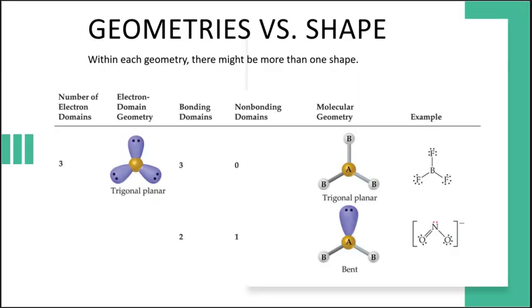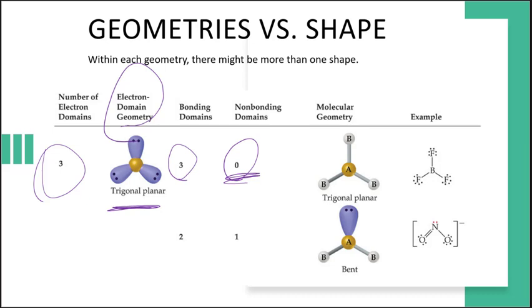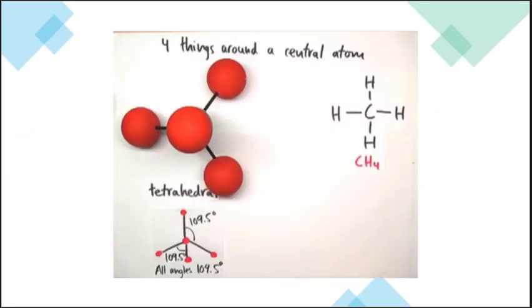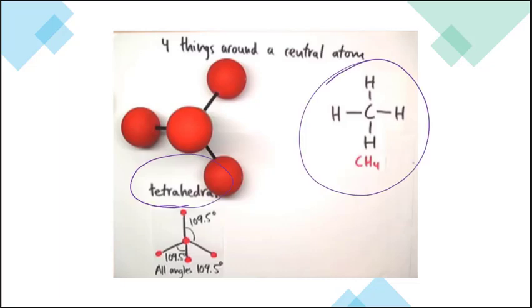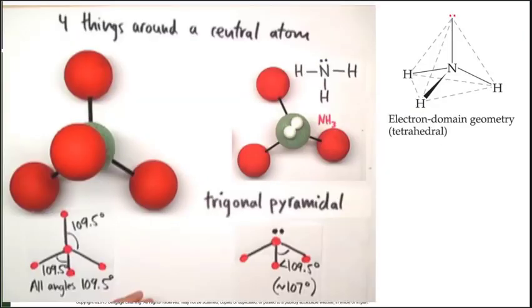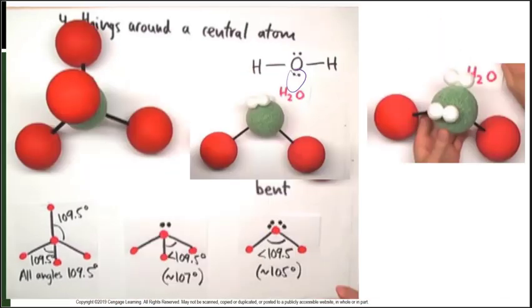Here's just another tool showing us that if I have three domains, the two options of shapes that I have. My electron geometry is trigonal planar, but if I have 0 lone pairs, it's still trigonal planar. And if I have two atoms and one lone pair, it's bent. Moving on to 4 things around that central atom, if my electron pair geometry is tetrahedral. If all 4 things are atoms, it is also tetrahedral. What if one of those 4 things is a lone pair? Then it becomes trigonal pyramidal for molecular geometry. If there are 2 lone pairs, it becomes bent.